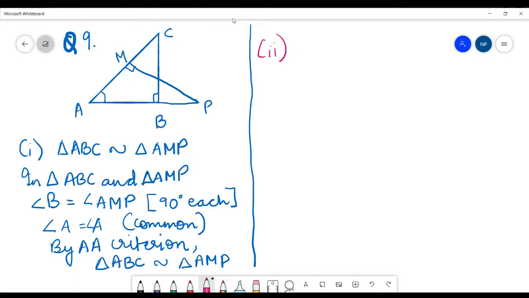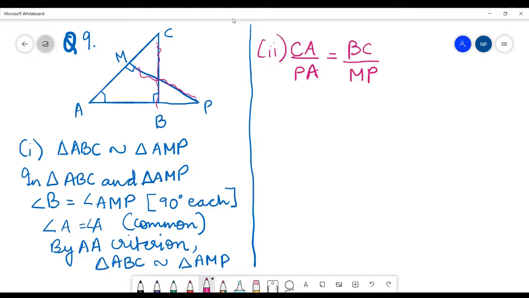The second part is saying that we have to prove CA upon PA is equal to BC upon MP. Where is CA? This side. CA upon PA is equal to the ratio of BC upon MP. Where is BC? Here. Okay, we have to prove that the proportion of these two sides is equal.